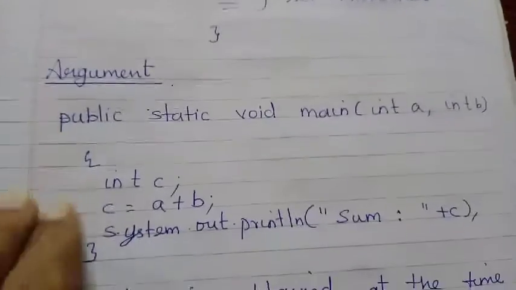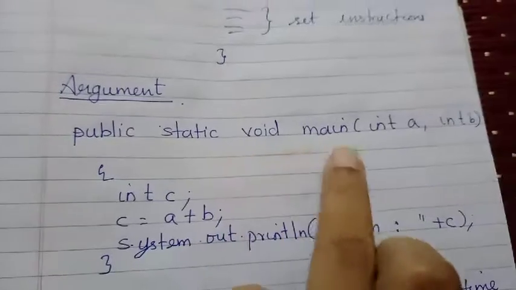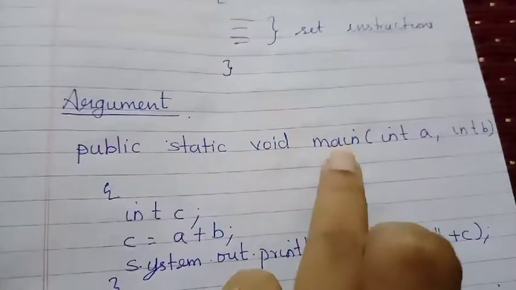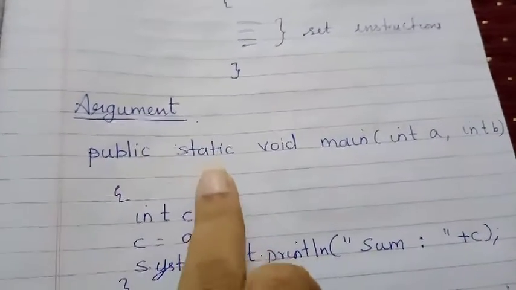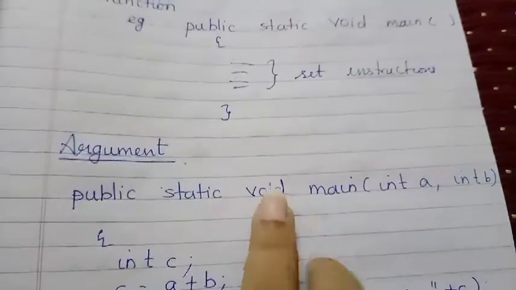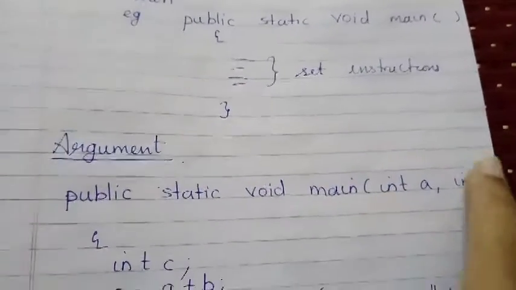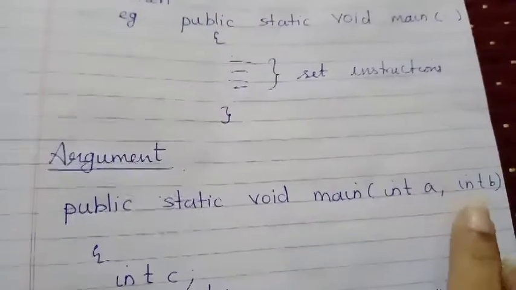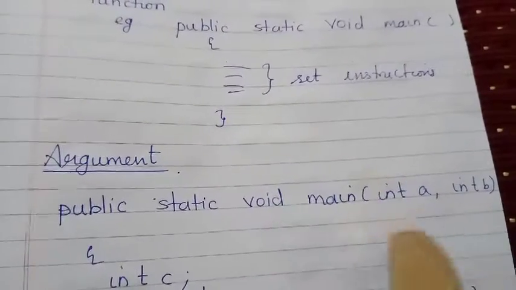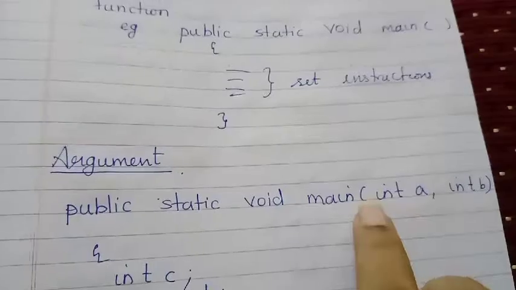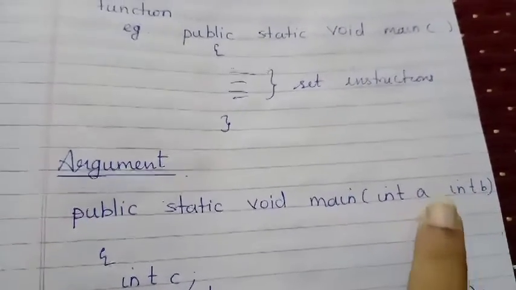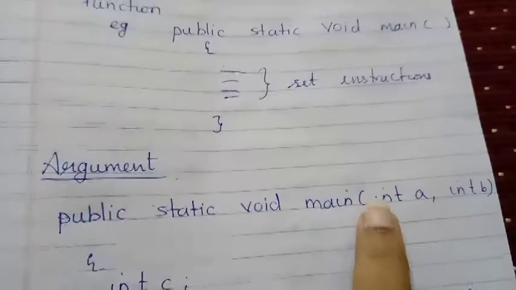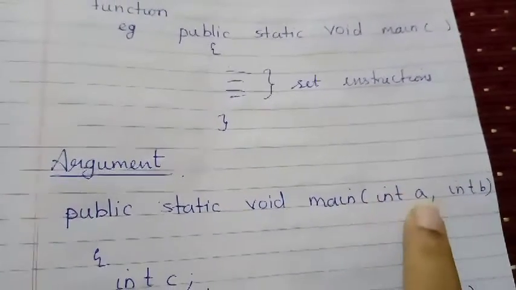And we will see what is an argument. See here, public static void main, this is your function name. Void main is your function name, and these are access specifiers. Void is your return type, and this is called your argument. Whatever you pass inside the function name, it is called your argument. And your argument will have a data type and a variable.